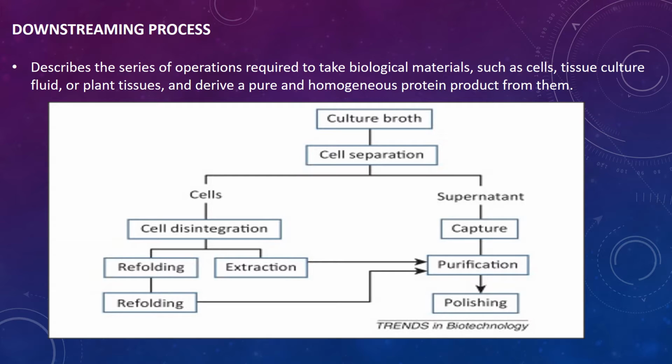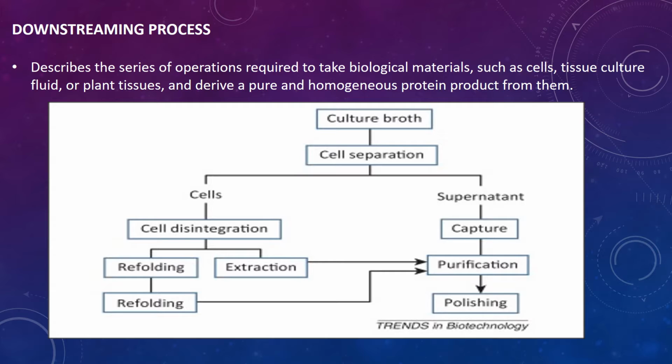So to begin with, downstreaming process is a series of operations that requires biological materials such as cells, tissue culture fluid or plant tissues, and then from them a pure and homogeneous protein product is obtained. What actually happens in downstreaming process: after the completion of the biosynthetic stage, the product is subjected to a series of processes, and the major steps involved in downstreaming process are purification and separation.